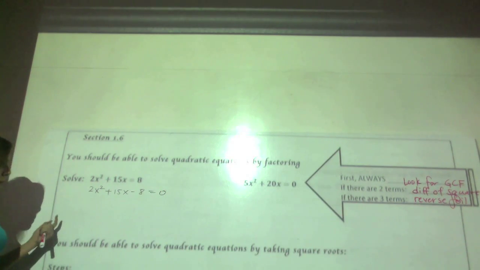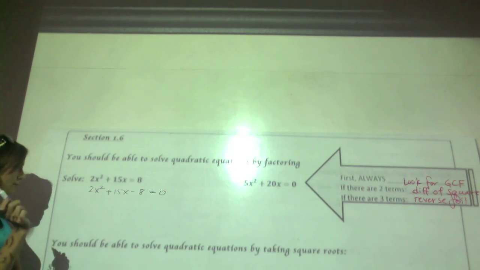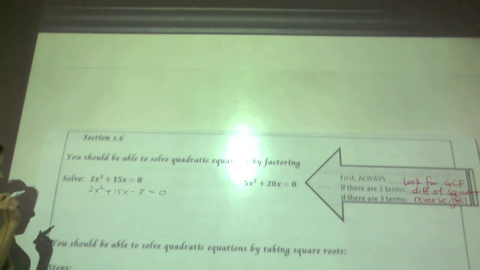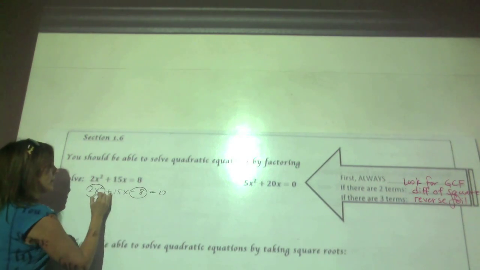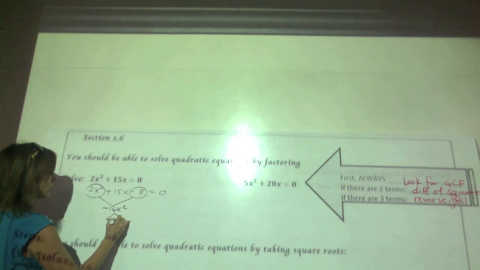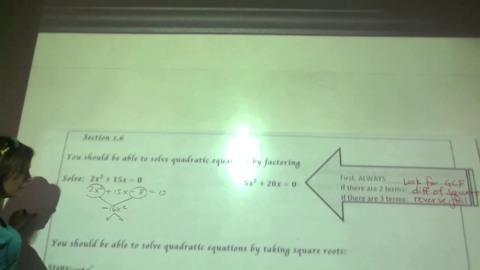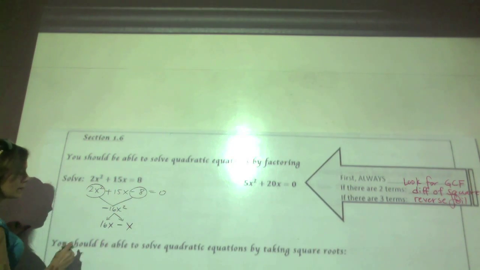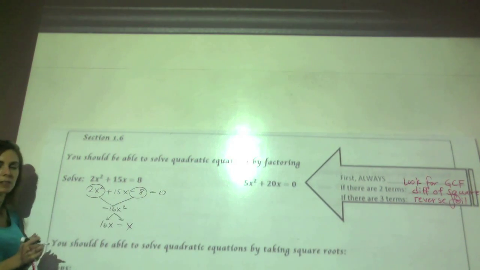Okay, now I'm going to look and see if I see a GCF. 2, 15, 8, nope, I don't see anything that goes into all three of them. Okay, so then I'm thinking to myself, how do I take this product, negative 16x squared, and break it into two-term factors that add to make 15x? And so I believe that would be 16x and minus 1x. If I add these together, I get the 15x. If I multiply them together, I get the negative 16x squared.